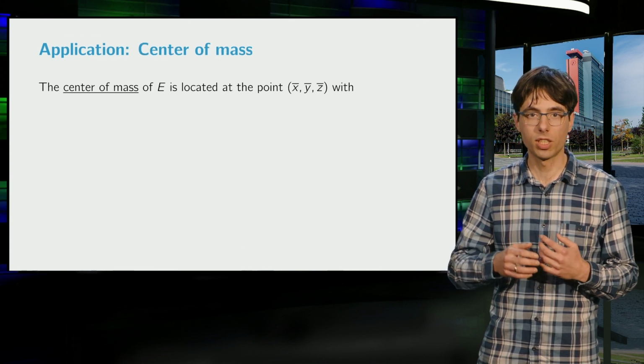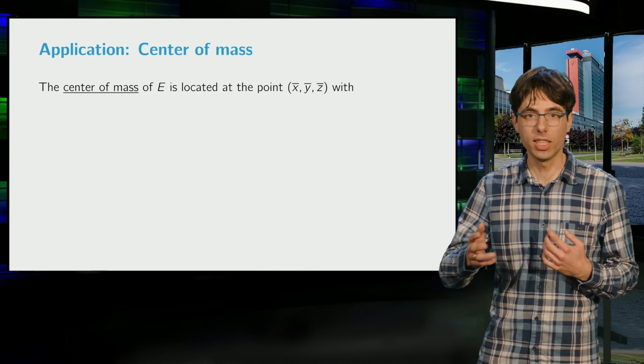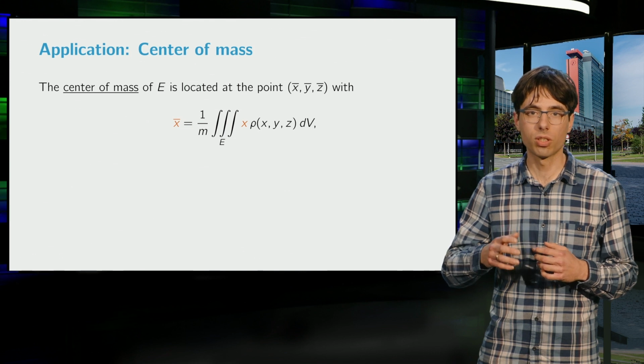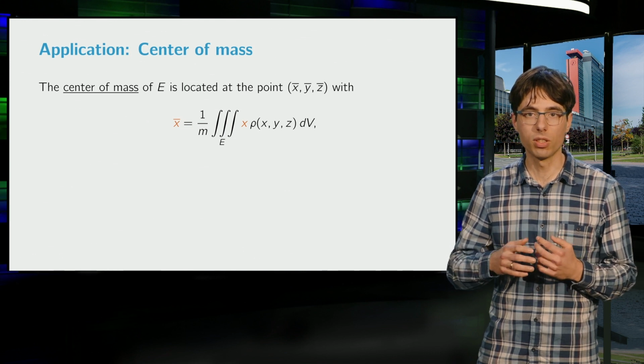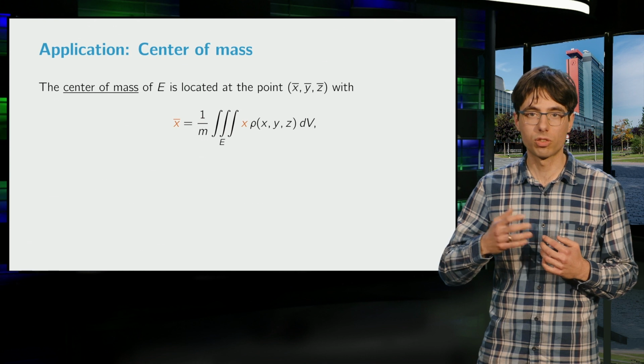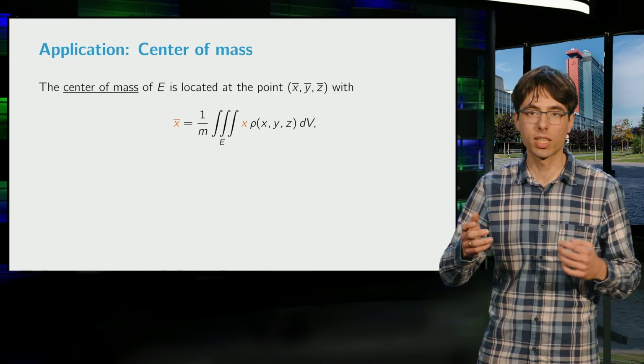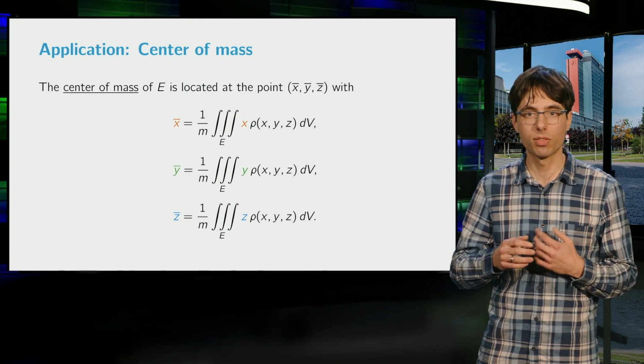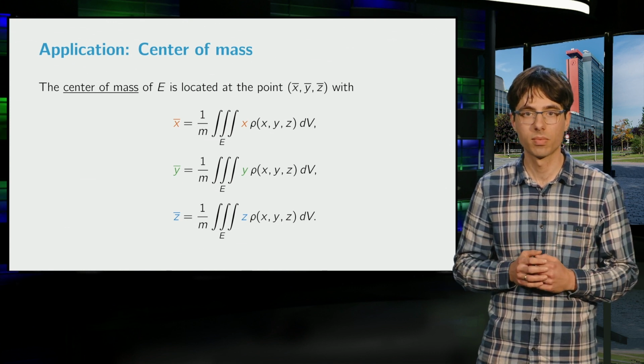Several concepts we have seen for double integrals generalize easily to triple integrals. For a solid region E, the x-coordinate of the center of mass can be computed as 1 over the mass times the triple integral of x times the mass density function. The formulas for the y and z coordinates of the center of mass are similar.